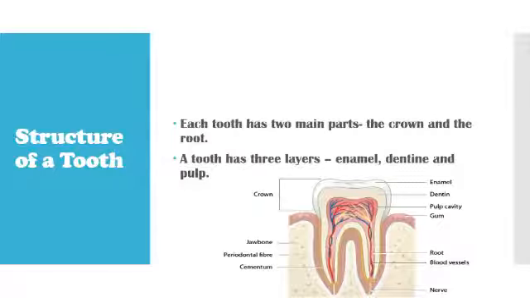Okay. So, see, this is the labelled diagram of the structure of a tooth. The upper part, which we can see from outside, above the gum, this one is called the crown. And the part inside the gum, okay, that part is called the root.